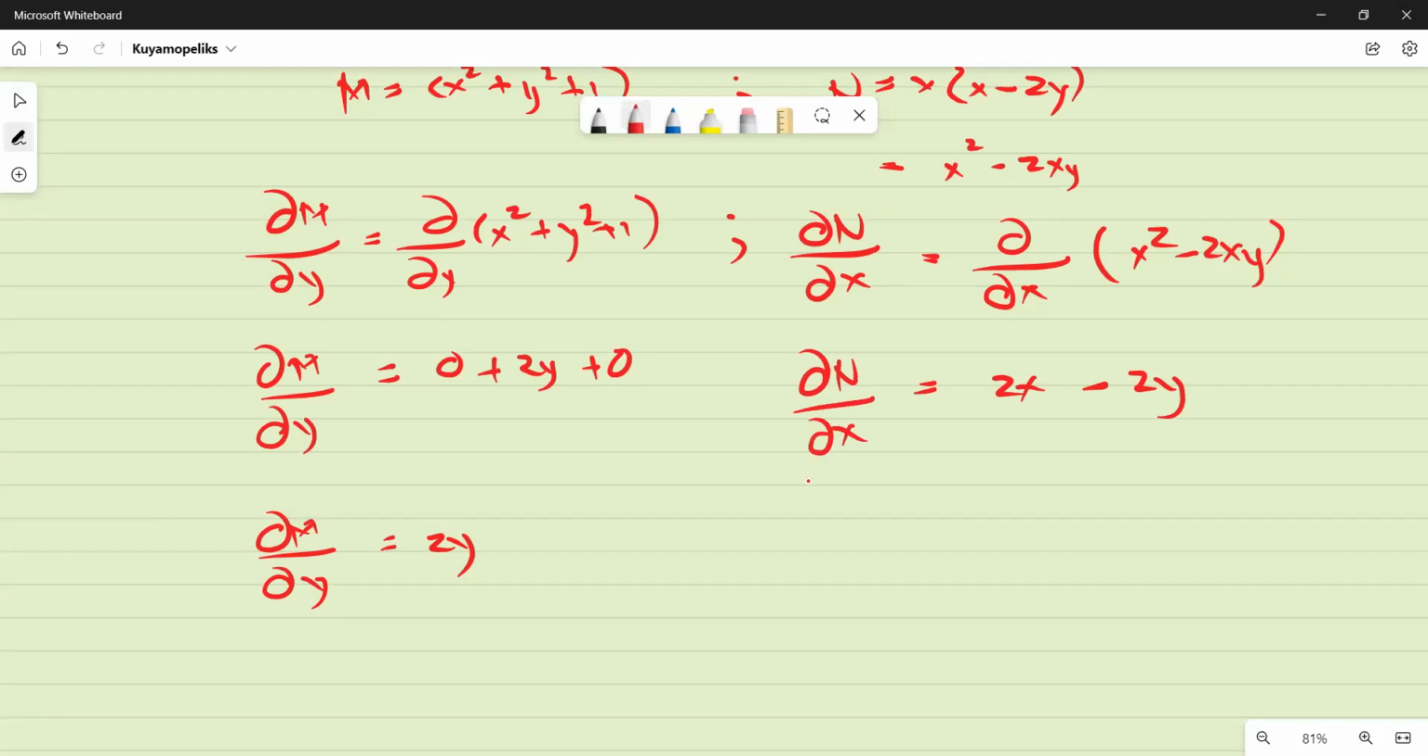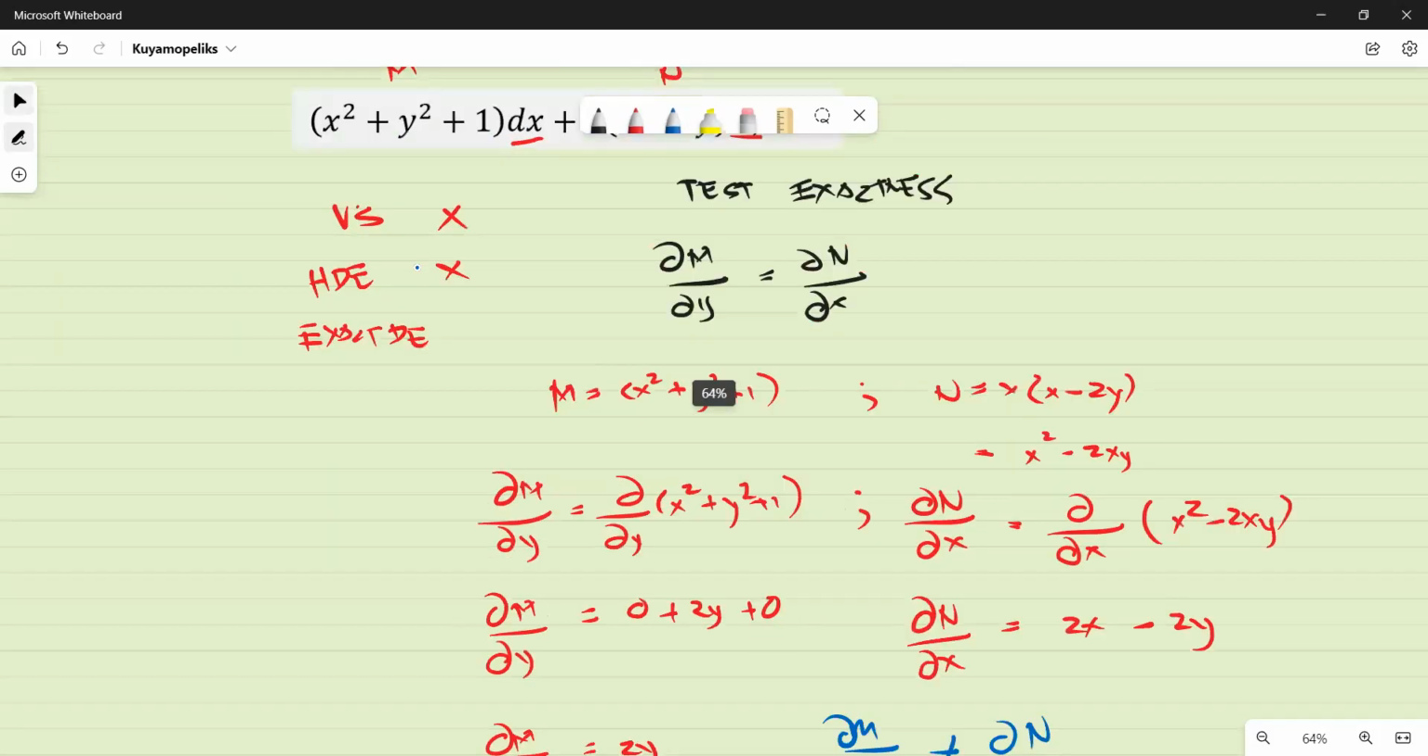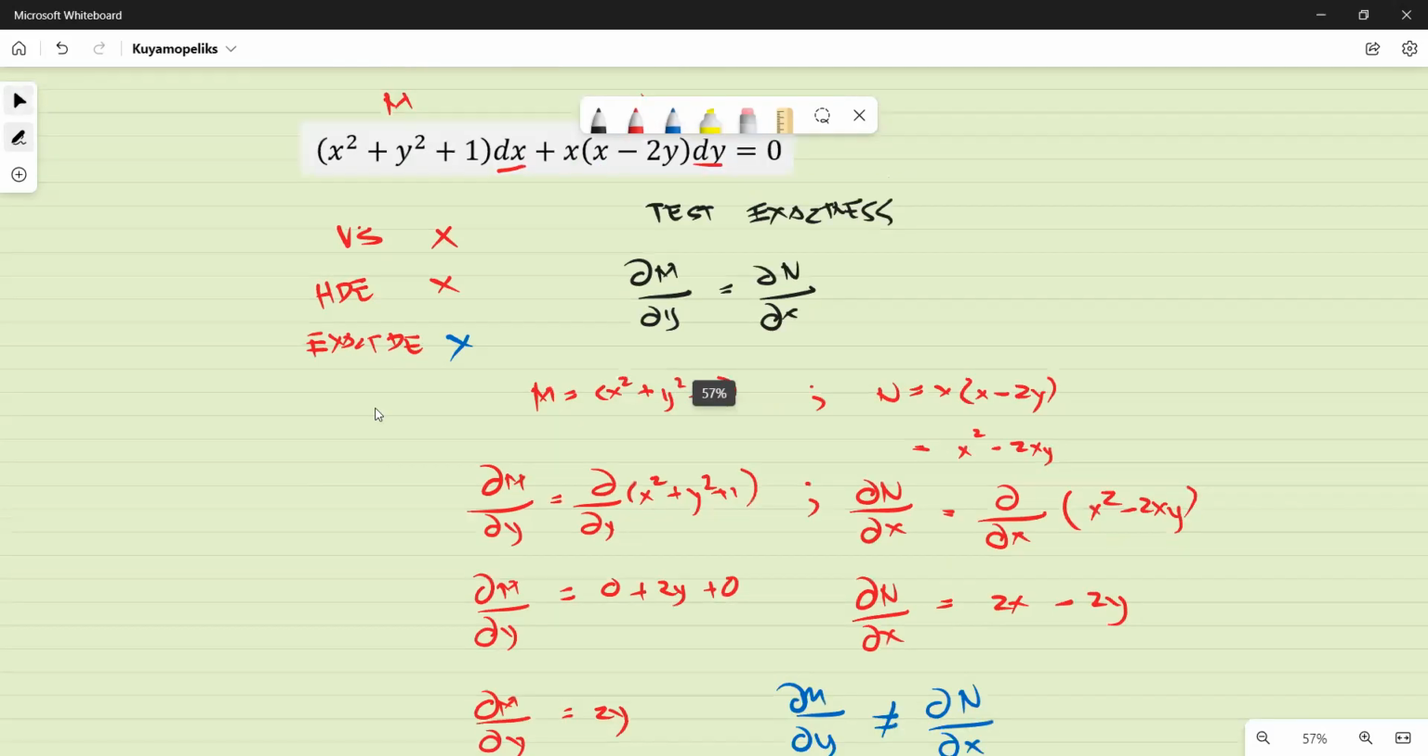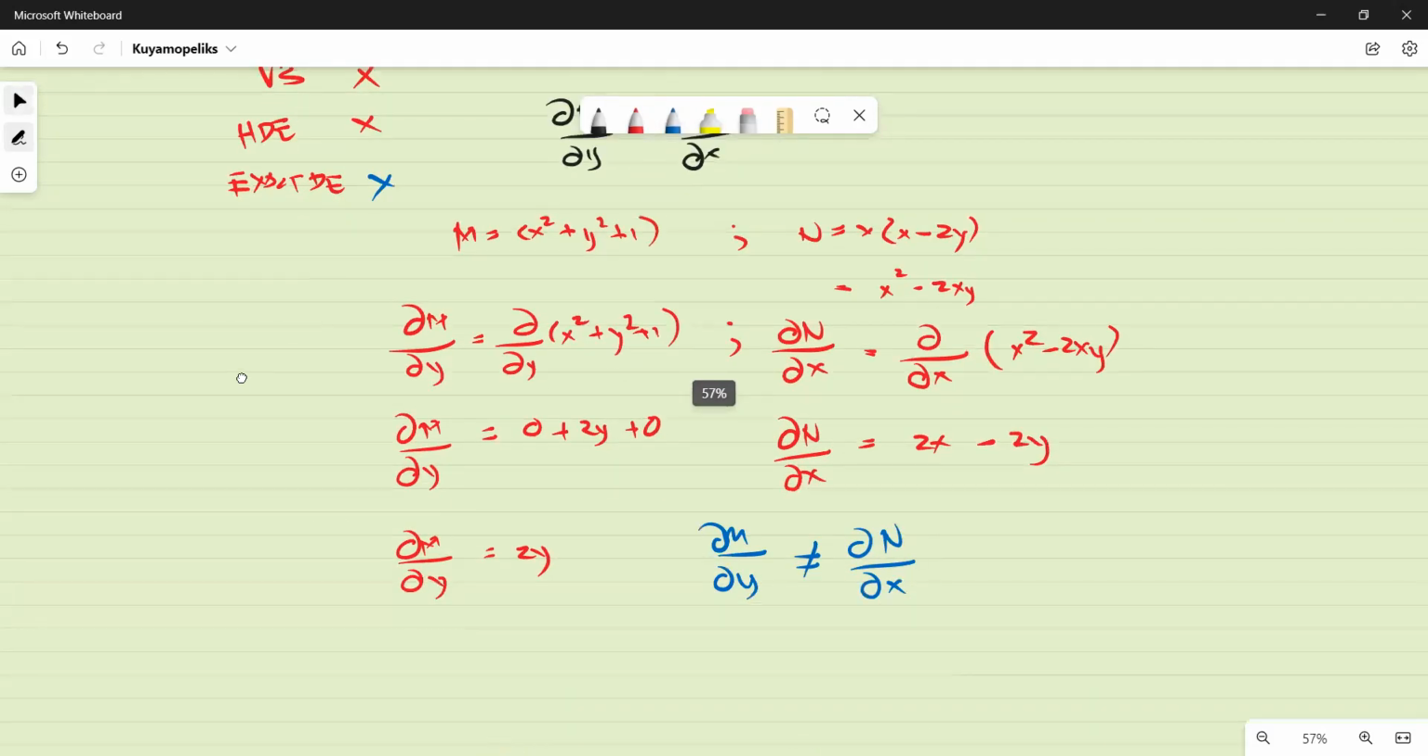And upon checking, our partial of M with respect to y is not equal to the partial of N with respect to x. So therefore, going back, this is not an exact DE. Let's go back to this. It is not an exact DE.